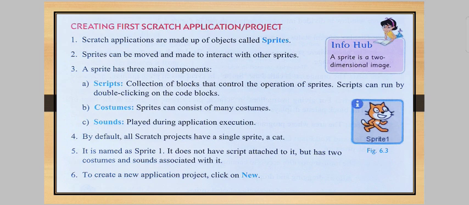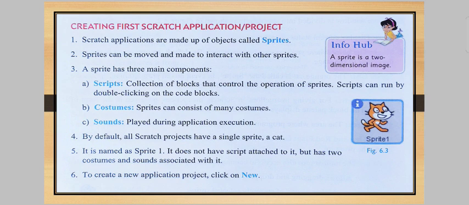Okay, next is creating first Scratch application or project. First point is Scratch applications are made up of objects called sprites. Okay, here you can see picture number 6.3. This is called a sprite. Okay, mouse picture, this is called a sprite. So Scratch applications are made up of objects called sprites. Sprites can be moved and made to interact with other sprites. A sprite has three main components. Okay, a sprite has three main components. First is script. Script means collection of blocks that control the operation of the sprite.